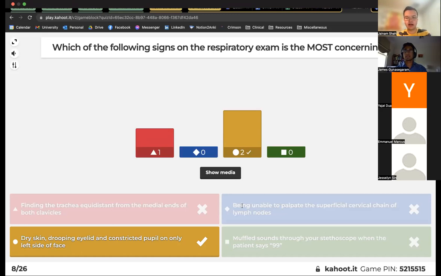And when you hear muffled sounds through your stethoscope, that's actually normal. If you hear the sound too clearly, that could indicate some form of consolidation because sound travels a little bit better through solid than it does through air or liquid.